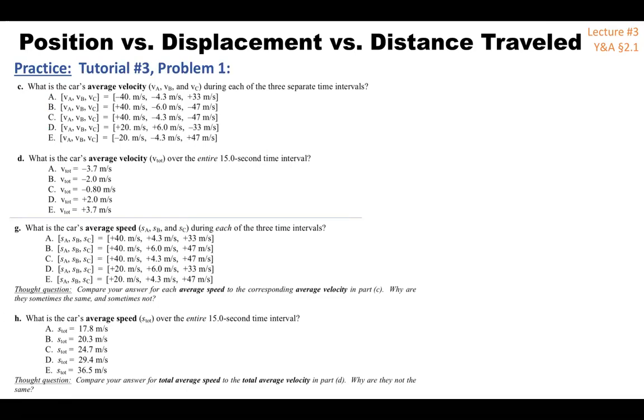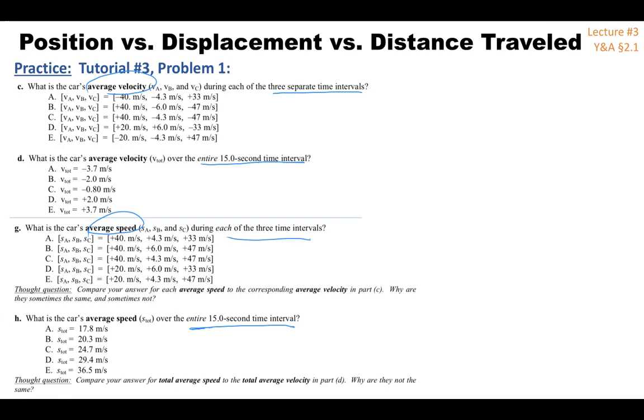Okay, so first of all, going back to our same car problem in problem 1, what is the car's average velocity during each of the time intervals A, B, and C, and then over the entire 15 seconds? And then what is the car's average speed during each of those same time intervals, and then over the entire 15 seconds? And we're going to compare those and see if they're the same or not. Okay. So in order to answer this, you're going to have to look back. Well, let's write out the formula first, and you'll see.